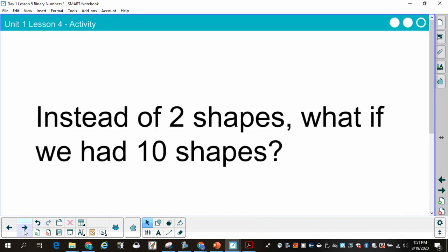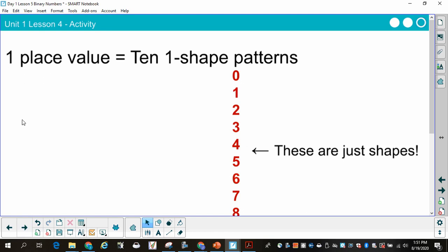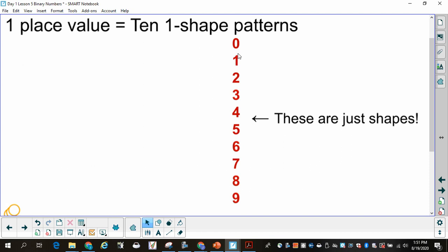Now, instead of 2 shapes, what if we had 10 shapes? Wow, that'd be a lot of shapes to keep track of. Circle, square, diamond, kite, star. It's okay. 1 place value, 10 one-shape patterns. Here we go. 0, 1, 2, 3, 4, 5, 6, 7, 8, 9. 0 through 9, 10 different shapes. Our numbers are nothing more than shapes. They're just shapes.